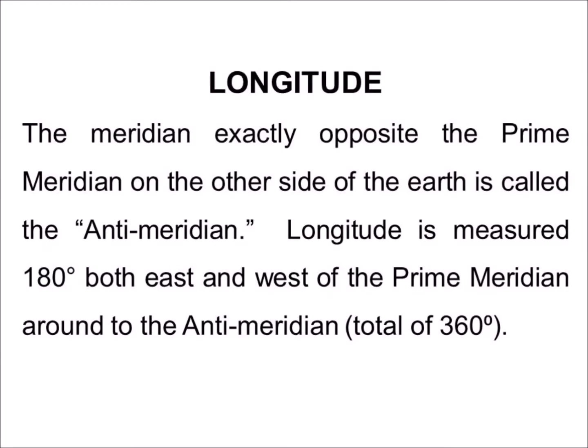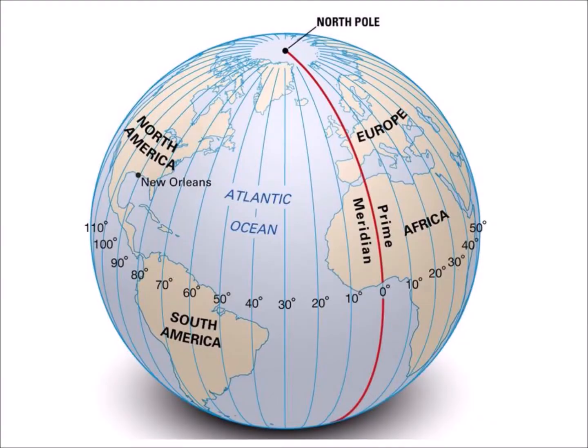The meridian exactly opposite the prime meridian on the other side of the Earth is called the anti-meridian. Longitude is measured 180 degrees both east and west of the prime meridian all the way around to the anti-meridian for a total of 360 degrees. The circle model holds. Here we can see meridians of longitude drawn every 10 degrees and numbered independently from the prime meridian east and west around toward the anti-meridian on the other side of the Earth.